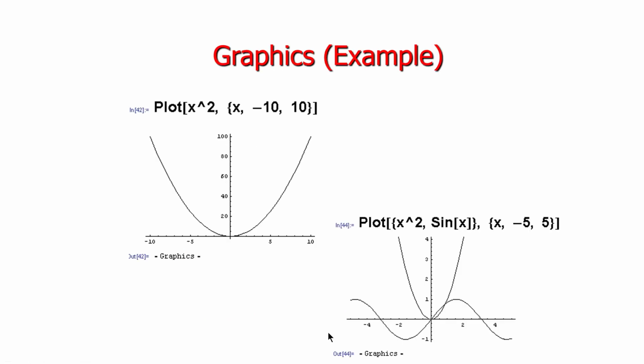So there are some examples, right? So this is the Plot function, P being capital, with the argument inside. You can see x square is being plotted for values of x ranging from -10 to +10. So this is a very nice plot.